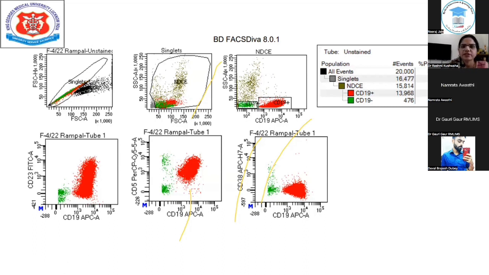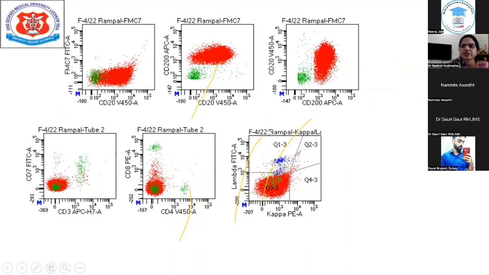Someone has put the annotation marks on the screen. Please, if you can remove them. The yellow color annotation marks, please remove them as they are interfering with the presentation.